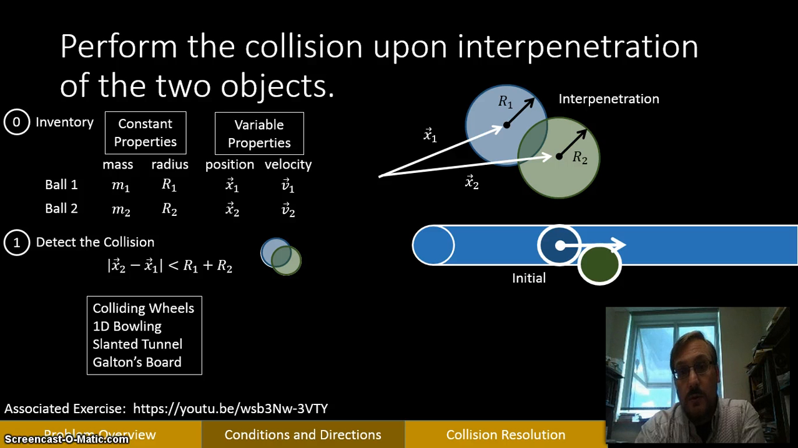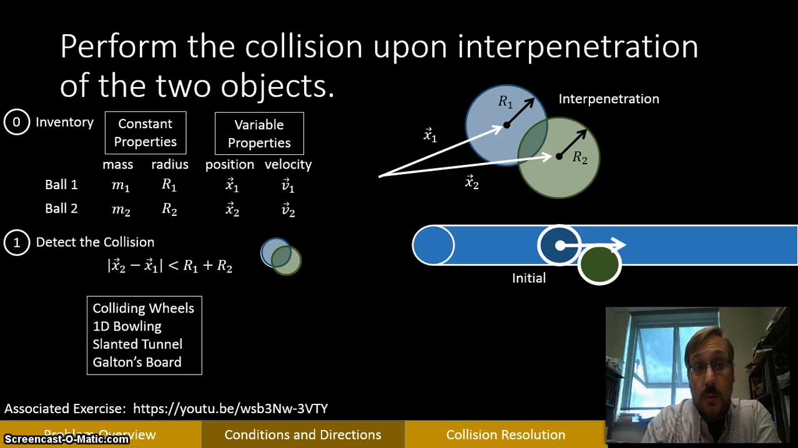So what you need to do is figure out from that interpenetration whether or not there's been a collision. And now you've done this a lot. You've done that in the colliding walls algorithm and the 1D bowling algorithm in Unit 2, and in Unit 3 you've done that in the slanted tunnel and in Galton's board. And that's just for collisions. You've done something similar for reflections, and that's another 4 or 5 programs. So you have a really good idea about what's going on here.